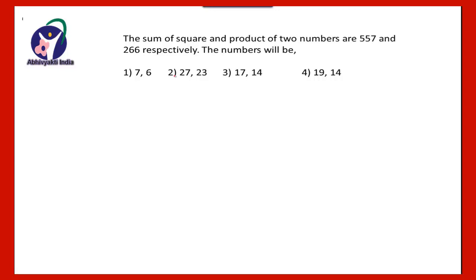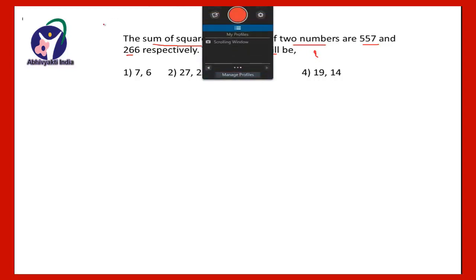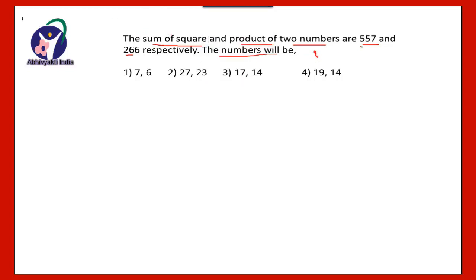The sum of squares and the product of two numbers are 557 and 266 respectively. You have to find the two numbers such that the sum of the squares is 557 and the product of the two numbers is 266. Definitely the first option is not possible. We will see for the other options.